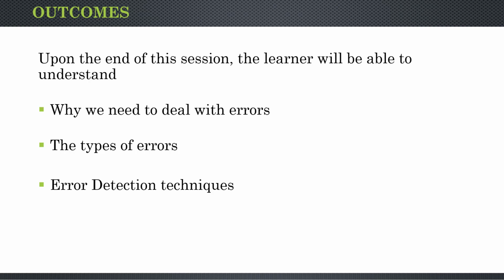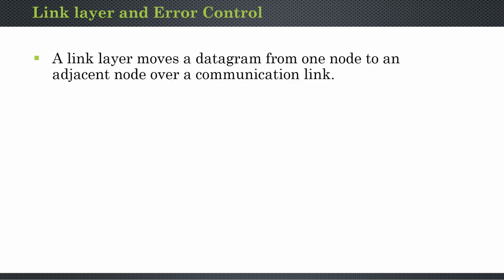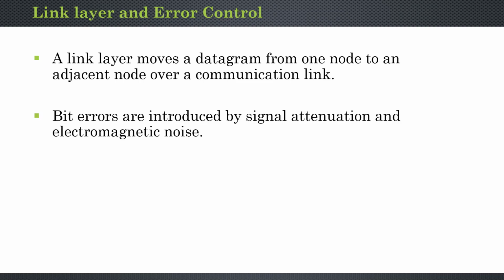So let's start with what is an error control. The basic service of a link layer is to move a datagram from one node to an adjacent node over a single communication link. When a signal is transmitted over a communication link, it is subject to attenuation and electromagnetic noise. So the link layer hardware in a receiving node can incorrectly decide, for example, that a bit in a frame is 0 when it was transmitted as a 1. This is called bit errors.